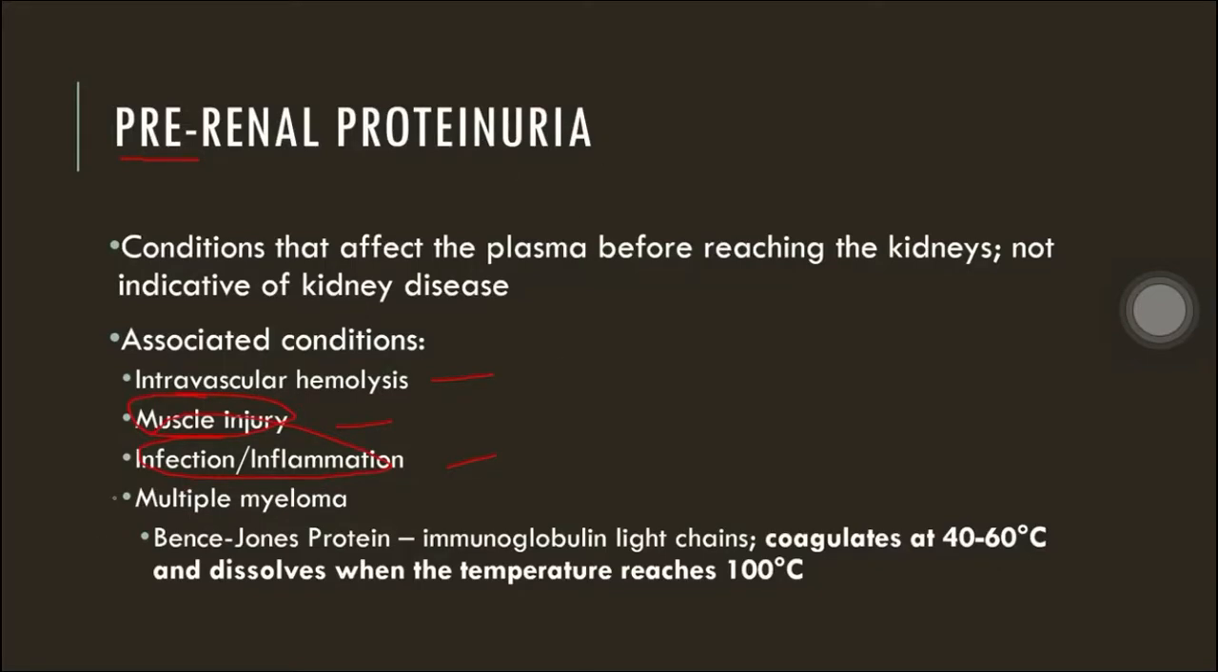Emphasize ko lang si multiple myeloma. This may also cause pre-renal proteinuria. Multiple myeloma is the abnormal proliferation of plasma cells, so it is malignant in nature. Ang dapat tandaan natin dito with multiple myeloma is that there is a presence of Bence-Jones proteins in the urine, which are actually immunoglobulin light chains. The special characteristic of Bence-Jones proteins is that they coagulate at 40 to 60 degrees Celsius and then dissolve when it reaches 100.